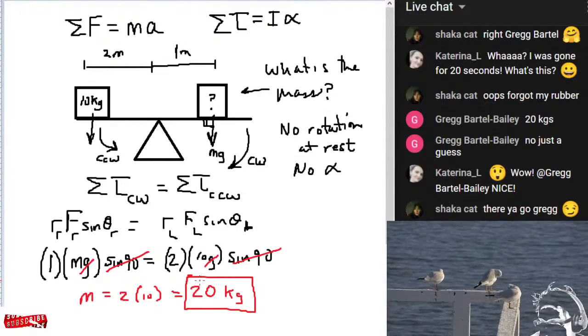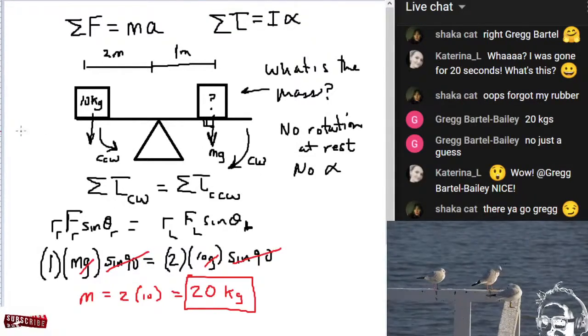Trying to think of another good problem. I think I've got one.